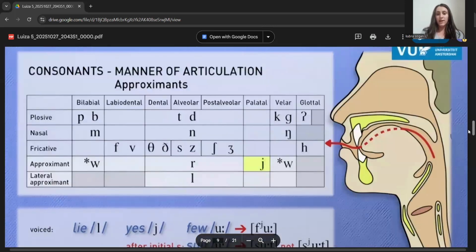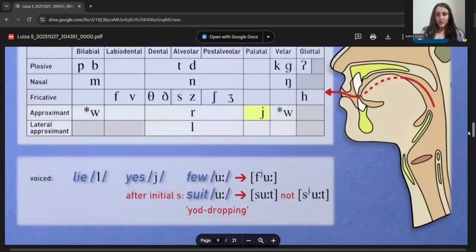The last type of consonant is the approximant. Approximants are vowel-like and barely block airflow, so they are all voiced. The first here is l as in lie, and j and y as in yes.